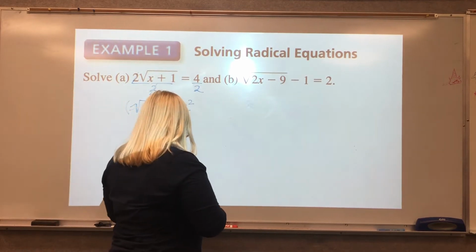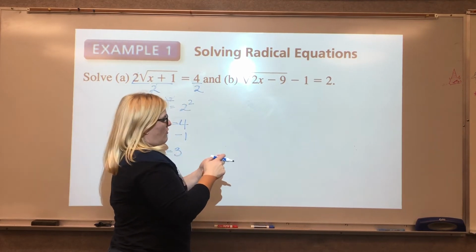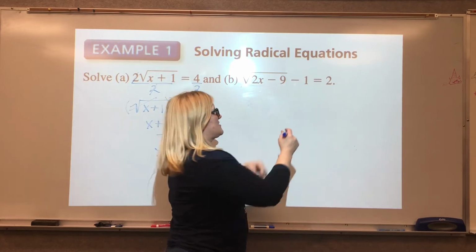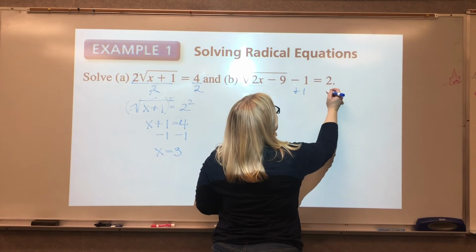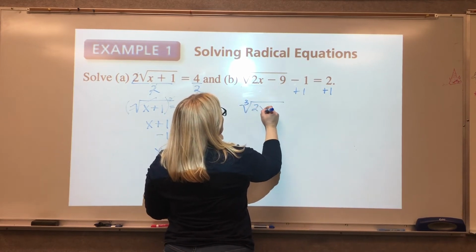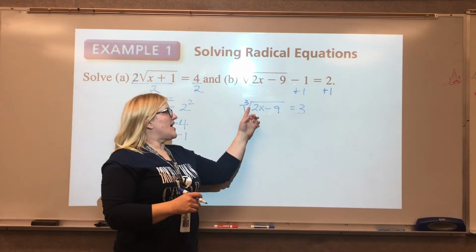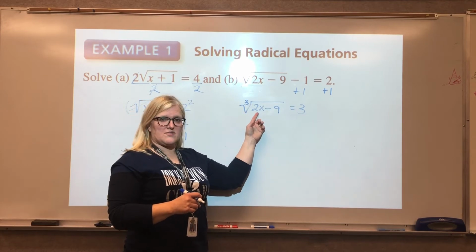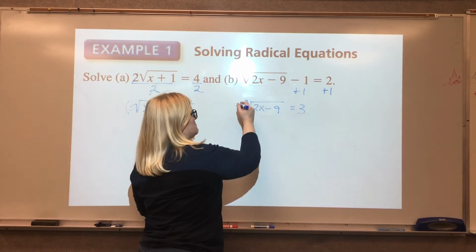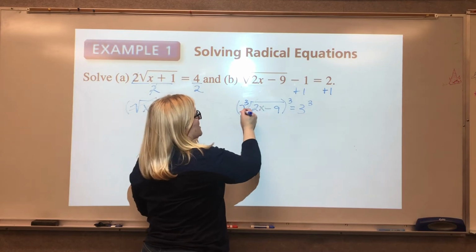All right, over here, let me see if this marker works any better. Again, we need to get this radical by itself, so I'm going to add 1 to both sides. So I have the cube root of 2x minus 9 equals 3, and it's by itself. If I'm taking the cube root of something, to undo that, I need to cube it. So this undoes that.